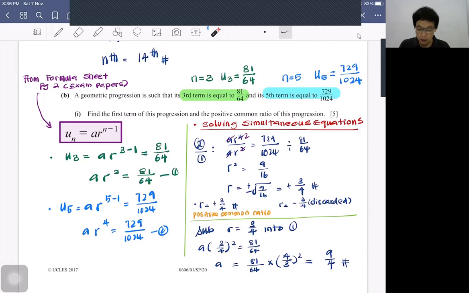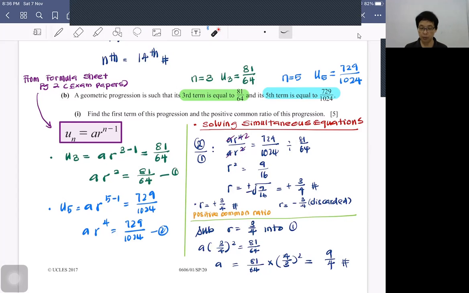Now, what method do we choose to eliminate or progress with the simultaneous equations? You can be creative. You may not have to use the same method that I am doing. As long as you're confident, as long as you are accurate.